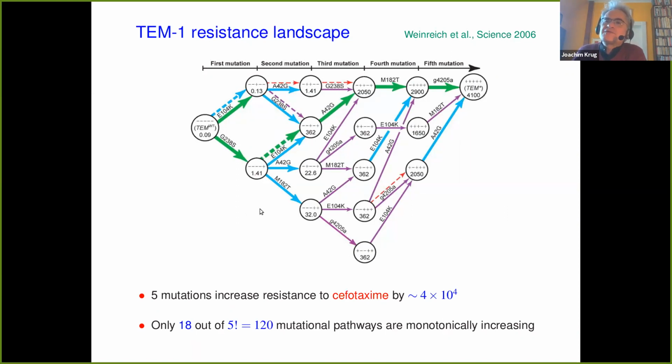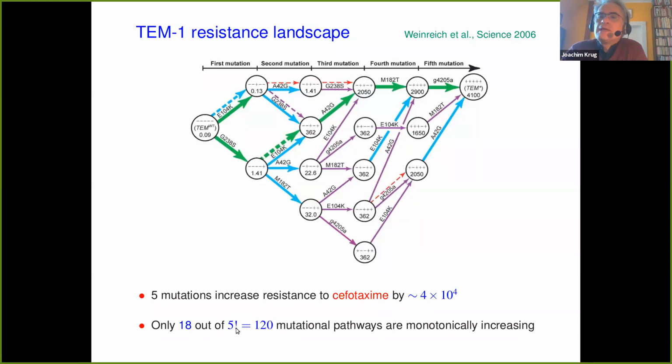And these others are sort of a subset of the intermediates, and the key point of this paper, and I would like to ask you to remember this because I will come back to that towards the end of the talk, was that if you ask how many pathways there are for evolution to go from this wild type to the 5-fold mutant, only a small fraction of those are monotonically increasing in resistance, a property that Dan and collaborators called accessibility. And altogether, in this case, there are 120 mutational pathways because there are 5 mutations which can occur in any order.